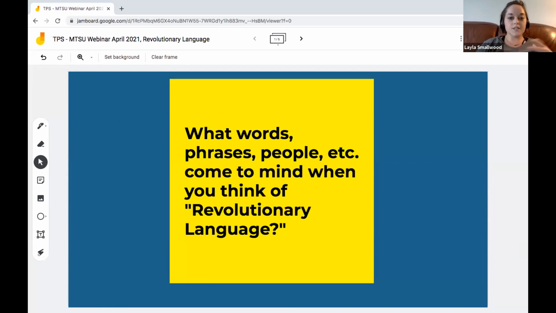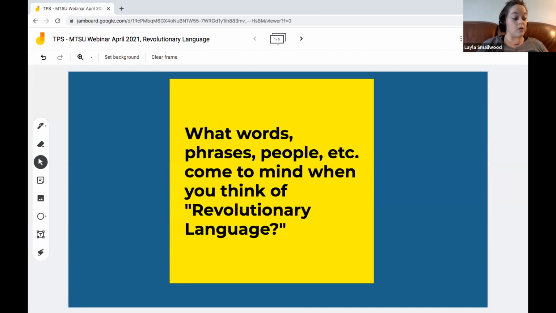So we're going to be using Jamboard today. So in the chat, I want you guys to answer this question for me because we're going to be talking about revolutionary language and comparing revolutions. So what words or phrases or people, what really comes to mind when you think of revolutionary language?